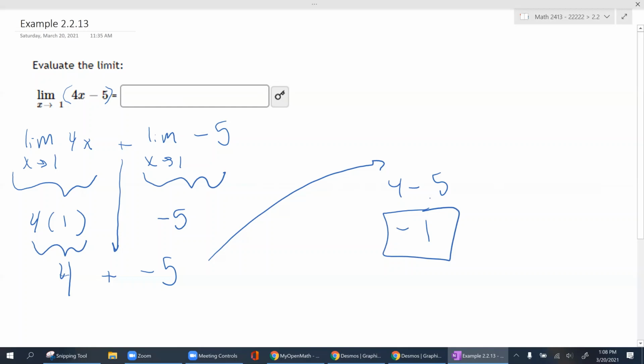All right. You might be asking, hey, can I just plug it into the entire polynomial? Yes. Sometimes it's going to be easier to take this route, and sometimes it's going to be easier to take the top part. How do you know? The more practice we have, the better.